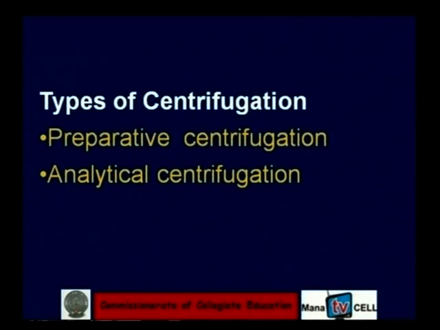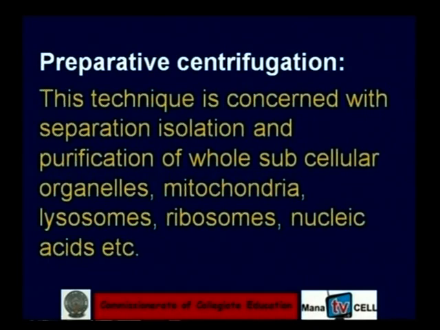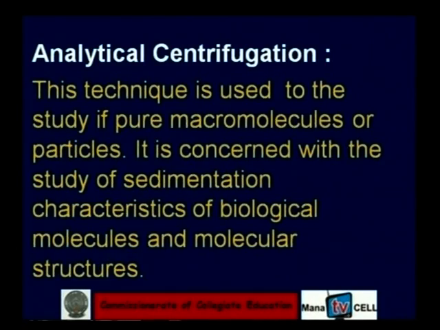Coming to the types of centrifugation, there are two types. The first one is preparative centrifugation and the next one is analytical centrifugation. Preparative centrifugation is mainly concerned with the separation, isolation and purification of subcellular components like cell organelles, mitochondria, lysosomes, ribosomes, nucleic acids and so on. Coming to analytical centrifugation, it is mainly concerned with studying the macromolecular structure or molecular structure. The next.